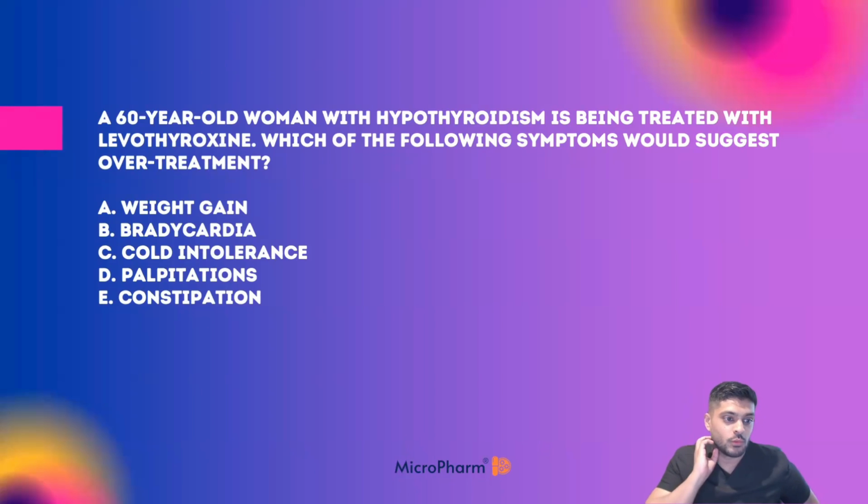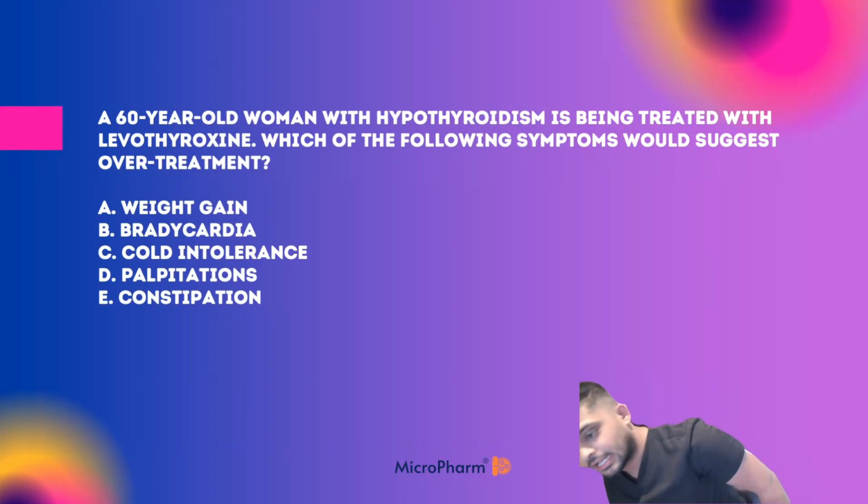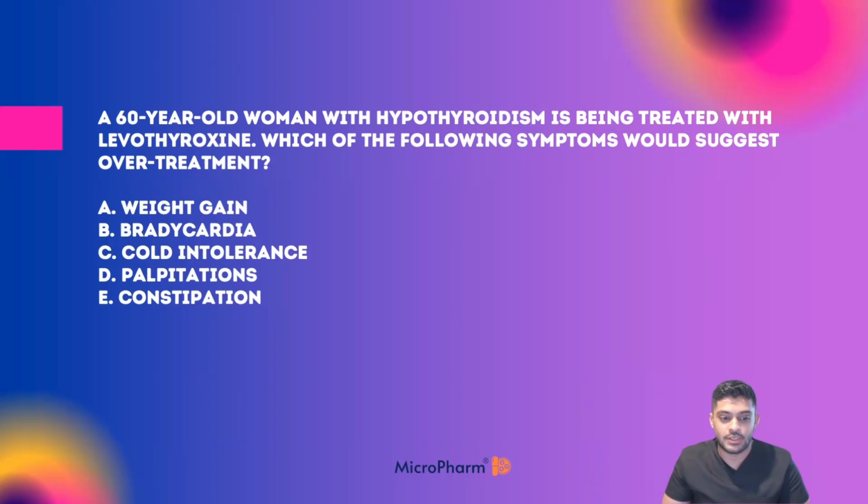Okay, a 60-year-old woman with hypothyroidism is being treated with levothyroxine. Which of the following symptoms would suggest that you've overtreated this patient? So you've essentially provided this patient with too much levothyroxine. I'll go through it in a bit more detail, Adam, so you understand the risks associated with giving levothyroxine. The majority of you have put down D, palpitations, which is correct.